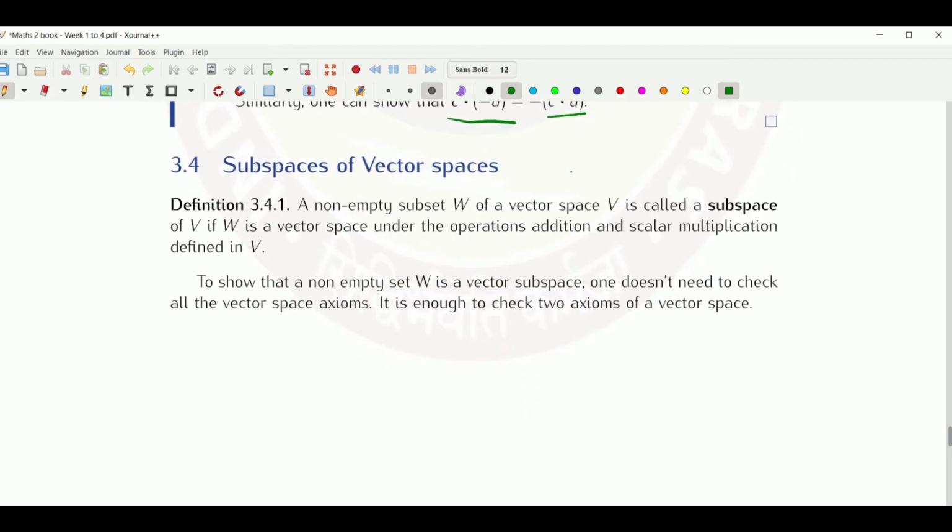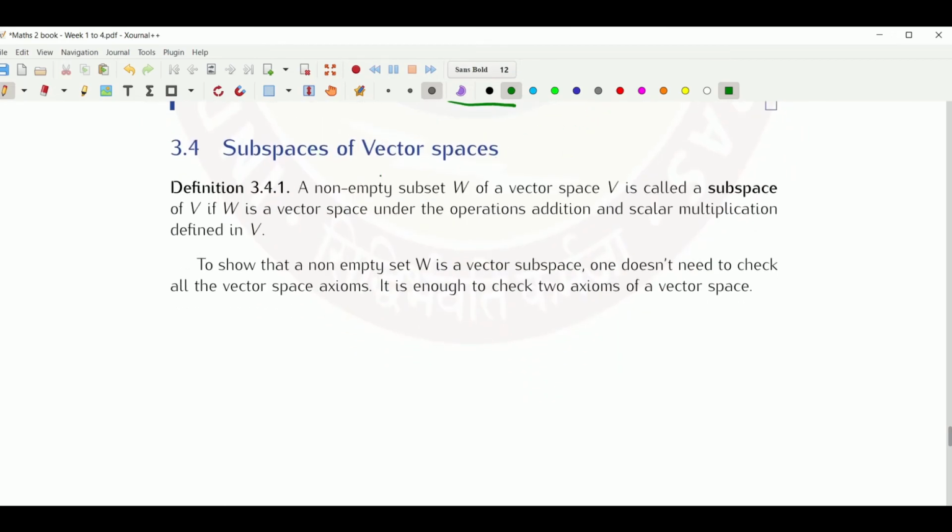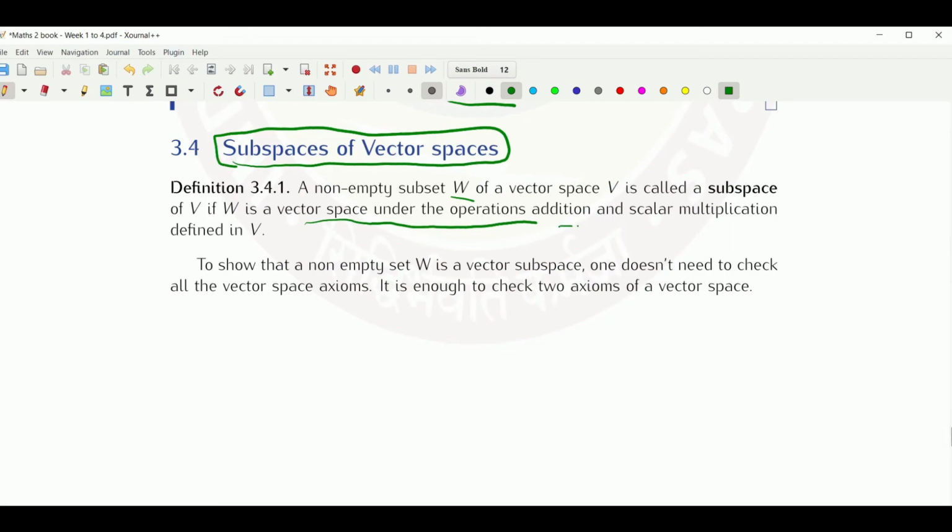Okay, let's take the next interesting topic, subspaces of vector space. What is a subspace of a vector space? Definition: a non-empty subset W of a vector space V is called a subspace of V if W is a vector space under the operations addition and scalar multiplication defined in V.